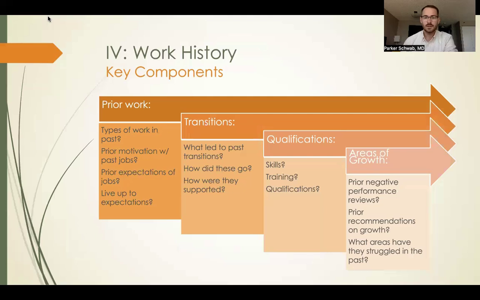In addition, you want to talk about transitions in their career in the past. So did they leave a job in the past because they were feeling like they just didn't have enough meaning at work? Or did they get let go because they were having poor performance reviews? And what did that mean to them, and how did they go forward from that? How were they supported during those times as well? Did they have a strong support network? Did they have people they could fall back on if they were having a hard time?